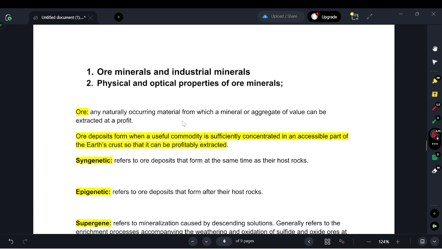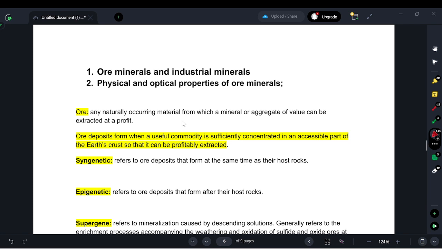Gaurav has answered the question. He has written, ore is a mineral which can be profitably extracted. Okay. Mana has written, minerals with economic value. Right. You both are right. Very good. The same thing I am repeating here also.